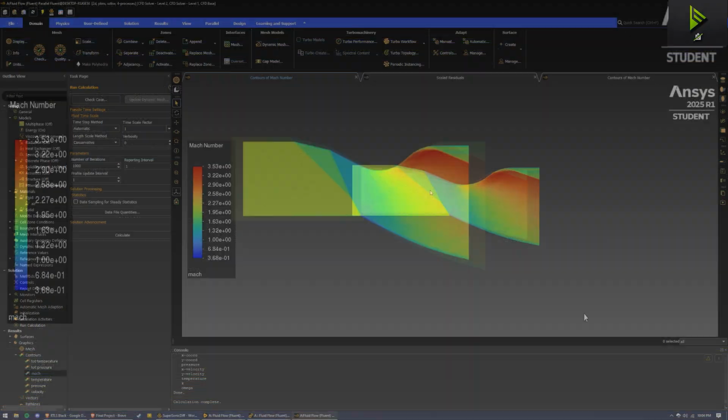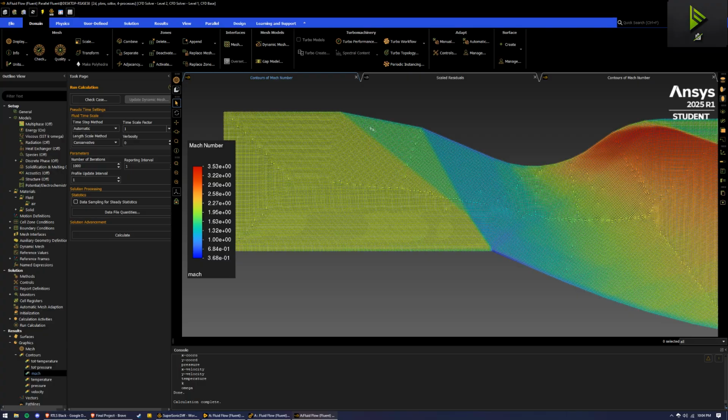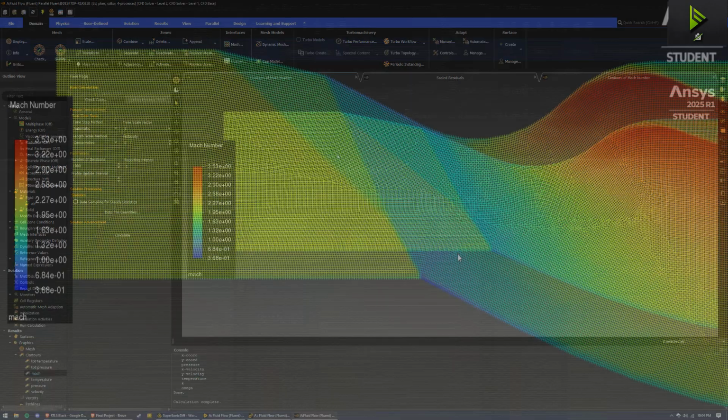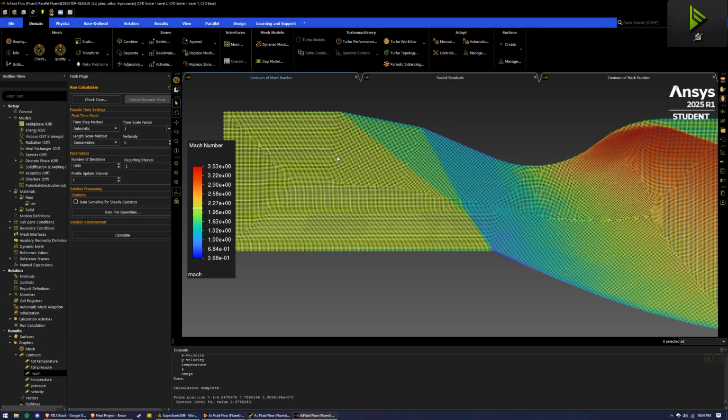The Mach contour for the system, again, produces that very strong initial oblique shock, allowing the system to come in from an initial flow at Mach 2 and come down to a Mach 1.69.